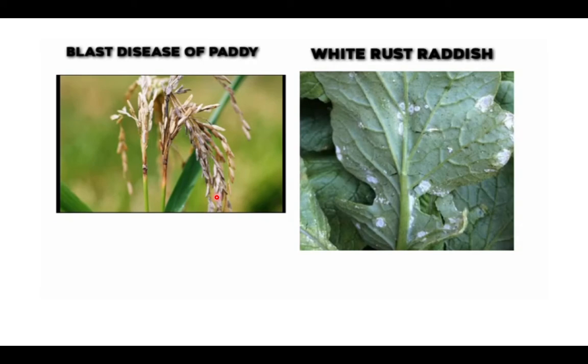This is a blast disease in the paddy, and this is caused by a pathogen called Pyricularia oryzae. Pyricularia oryzae is a pathogen which is causing blast disease in the paddy. And not only that, this picture denotes what? White rust in the radish. It is caused by Albugo candida. So these are all the kinds of pathogens which are causing diseases in the plants.